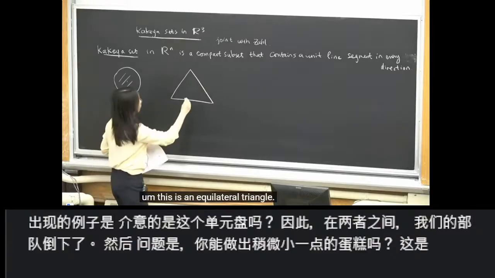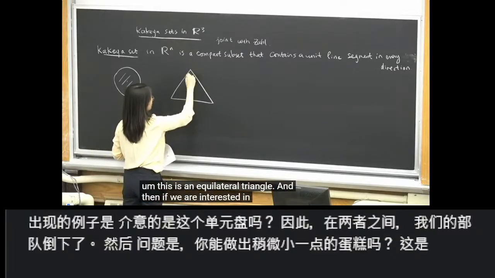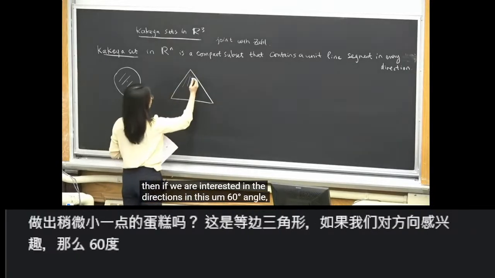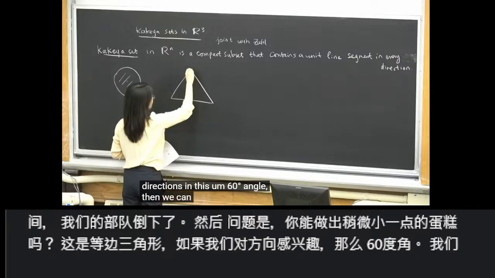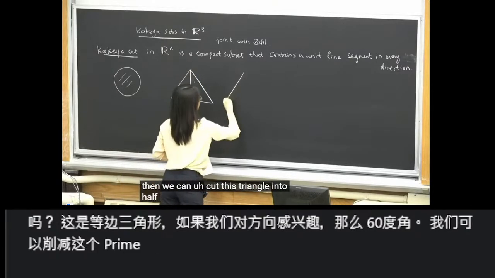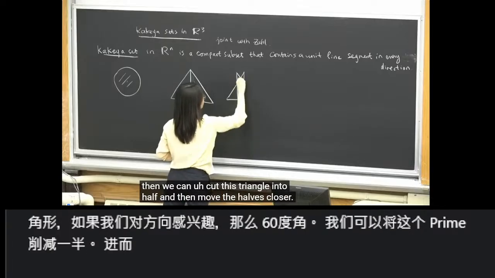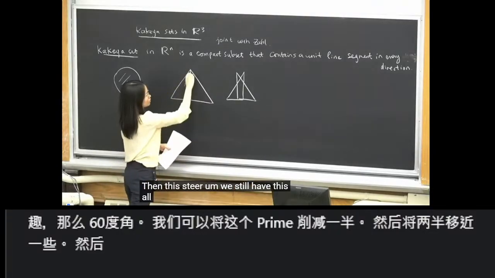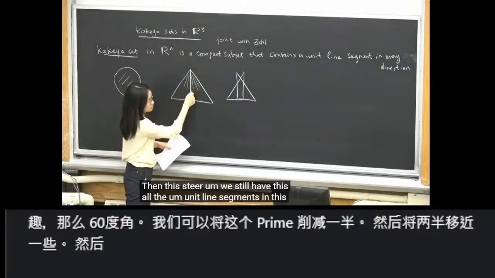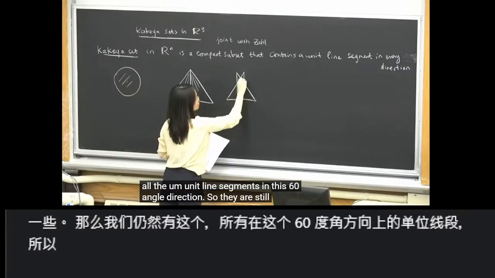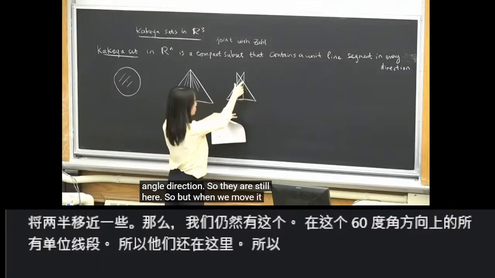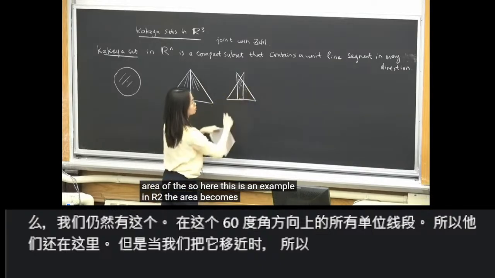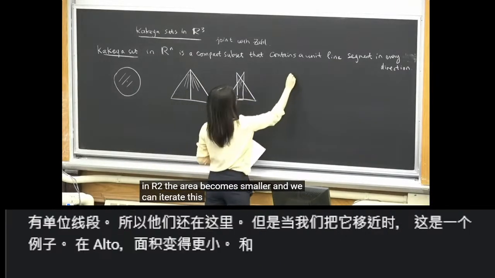this is an equilateral triangle, and if we are interested in the directions in this 60-degree angle, then we can cut this triangle in half and move the halves closer. Then we still have all the unit line segments in this 60-degree direction. But when we move it closer, the area, in this example in R^2, becomes smaller. And we can iterate this process.